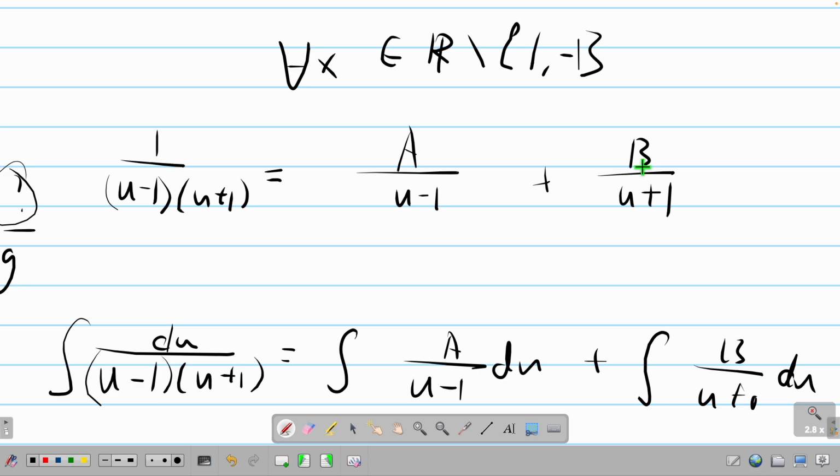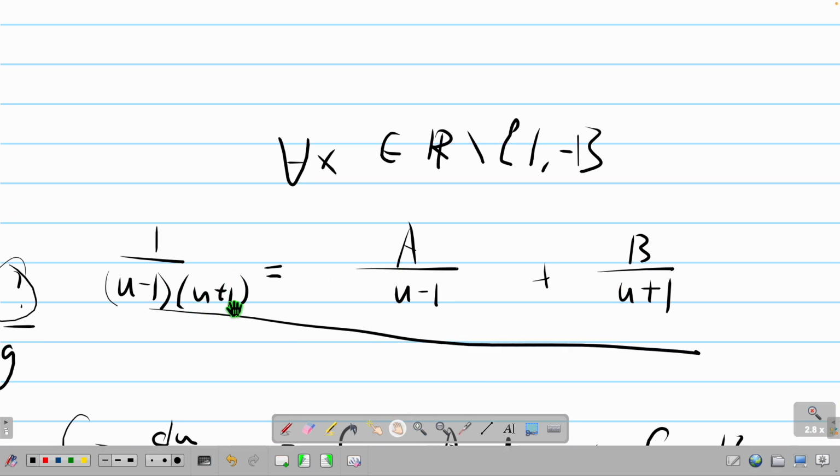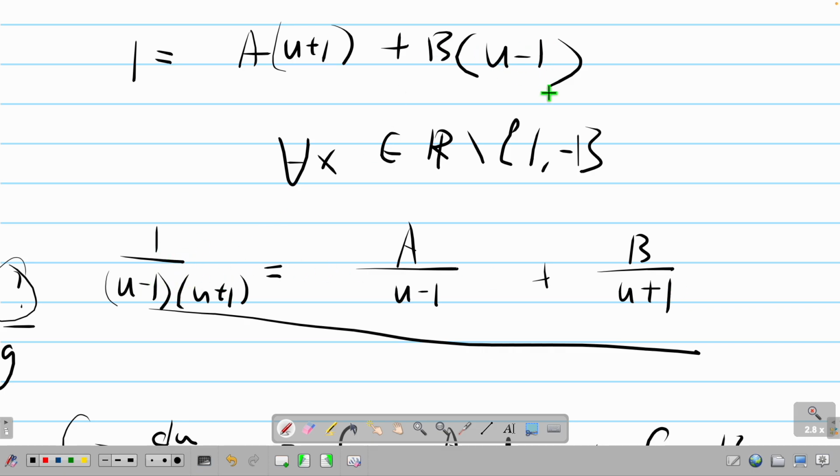And then you compare coefficients. What I want to do first, so I have this, right. First, I don't want to see anything in the denominator. What I'm going to do is multiply the whole expression by the denominator. Then I get 1 equal to a times u minus 1 times this. Then I have a u plus 1. B, this is plus. So if I multiply the whole thing here, I get the minus 1. So this is what?